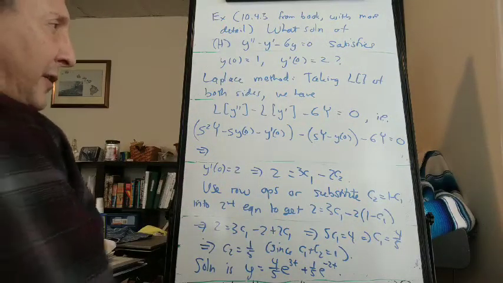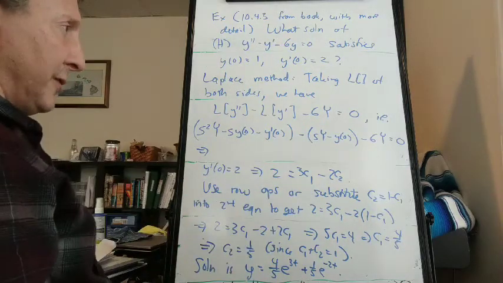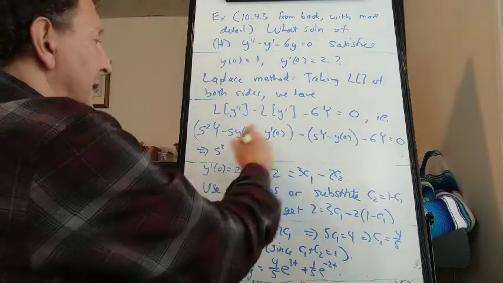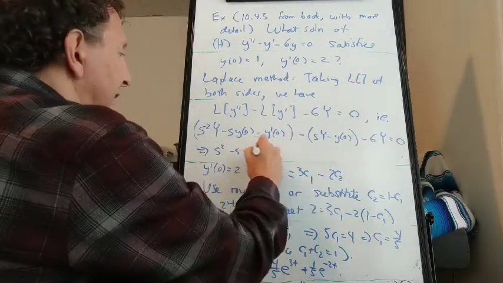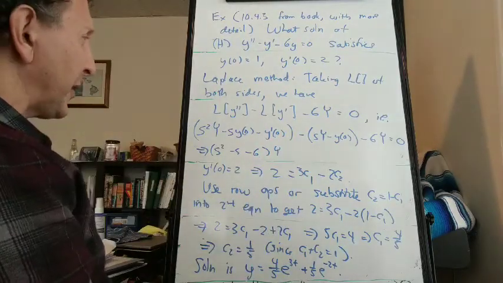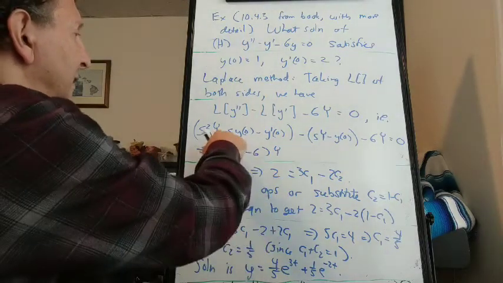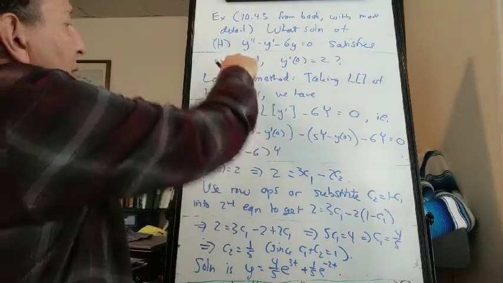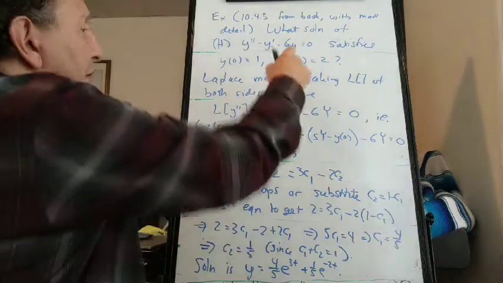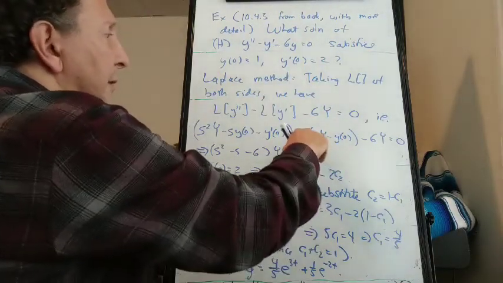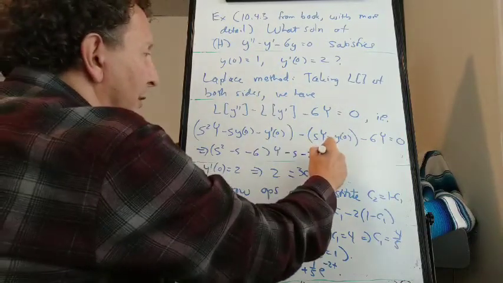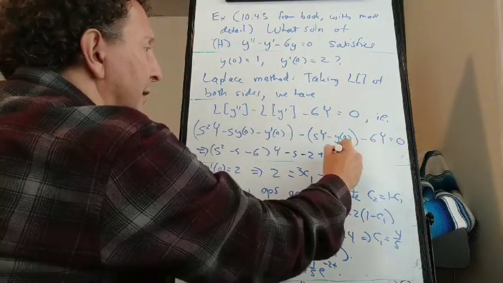And then if we collect all the capital Y's together, which is what we're solving for, we have s squared Y's, and then minus s Y's, and then minus 6 capital Y. And then there's some constants and s's. Minus s, y of 0 is 1, so we've got minus little s, minus y prime, so minus 2, minus minus y of 0, so plus y of 0, plus another 1, equals 0.